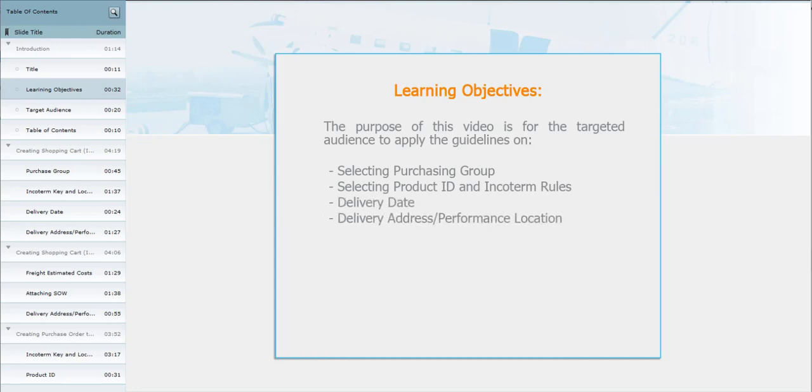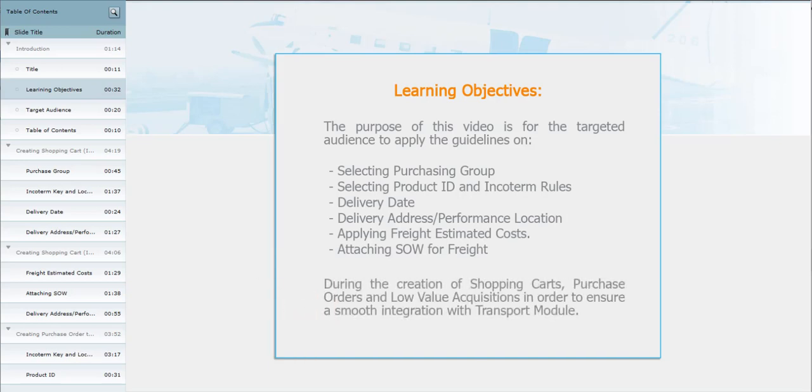The purpose of this video is for the targeted audience to apply the guidelines on selecting purchasing group, selecting product ID and Incoterm rules, delivery date, delivery address, performance location, applying freight estimated costs, attaching SOW for freight, during the creation of shopping carts, purchase orders, and low-value acquisitions, in order to ensure a smooth integration with the transport module.